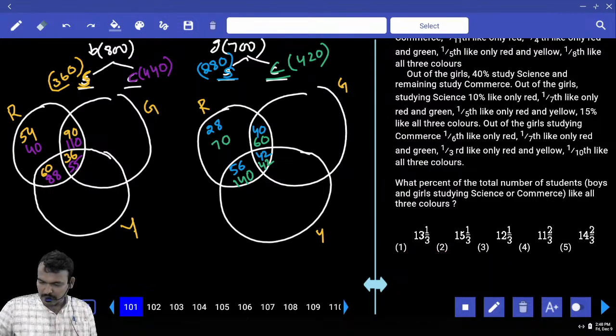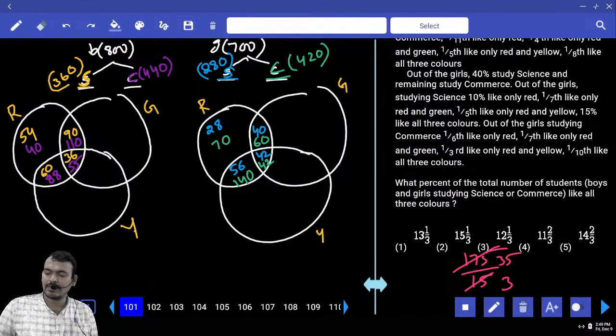175 by 15. 5 how many times? 35. 5 how many times? 3, 5. 35 by 3. 11, 2 by 300.